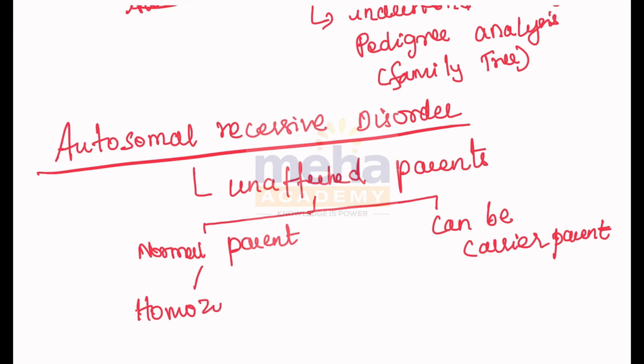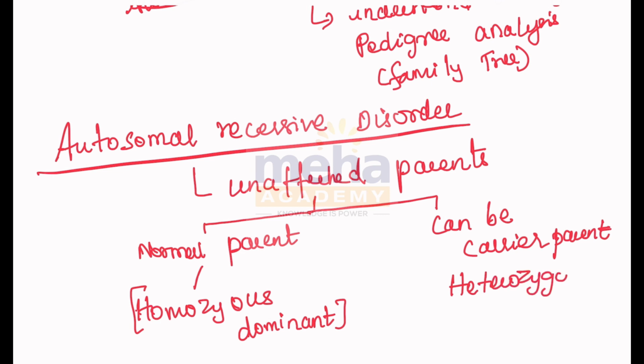If they are a normal parent, they will be homozygous dominant, so they are not even a carrier. If it is a carrier parent, they will be a heterozygous parent. Heterozygous parents are mostly the carrier type. So the parent is generally unaffected.